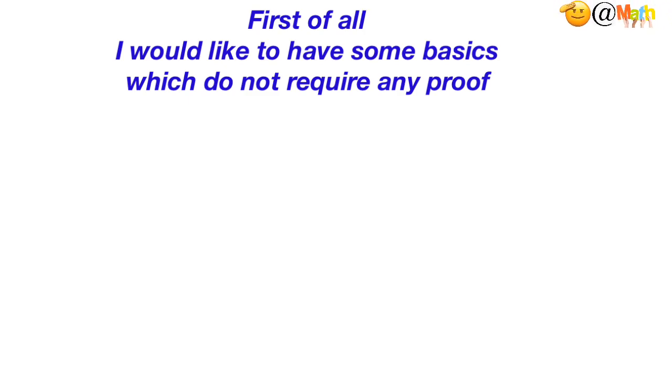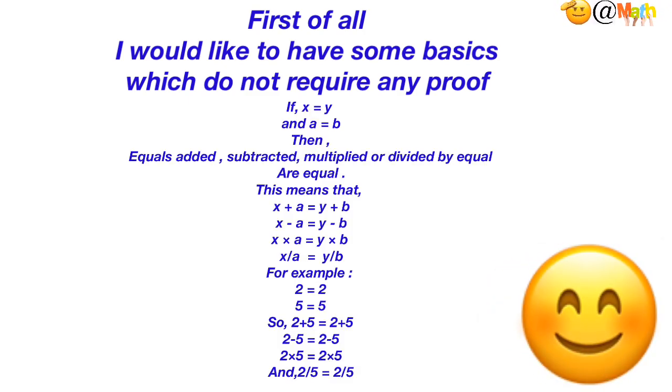First of all, I would like to state some basics which do not require any proof. If x is equal to y and a is equal to b, then equals added, subtracted, multiplied or divided by equals are equal. This means that x plus a is equal to y plus b, x minus a equals y minus b, x multiplied by a is equal to y multiplied by b, and x divided by a equals y divided by b.